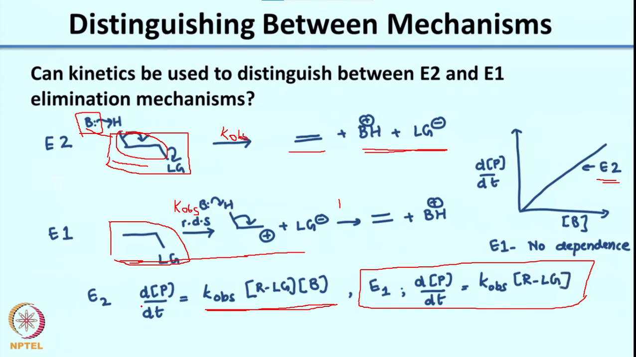So the rate for the E2 elimination reaction will be k observed [R-LG], and for the E1 elimination reaction, as the first step is the rate determining step and the second step is faster, the first step only will give the rate. So it depends only on the concentration of substrate or reactant, same as the SN1 reaction. We have observed the graph also here. It shows the E2 elimination reaction with a graph like SN2, and E1 will show the graph like SN1, which shows no dependence on nucleophile concentration.